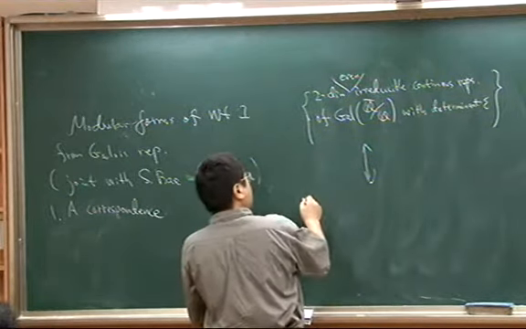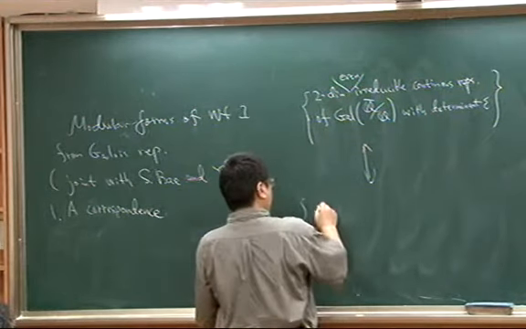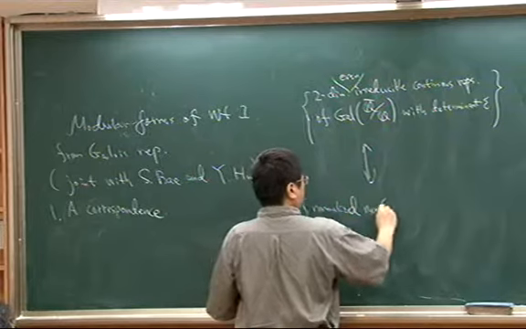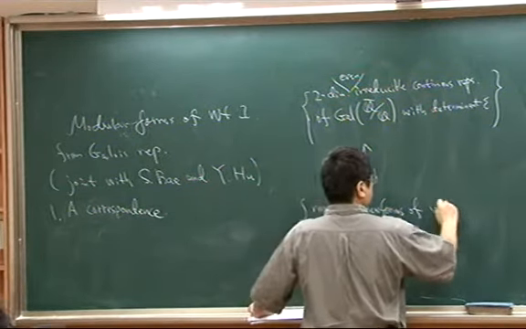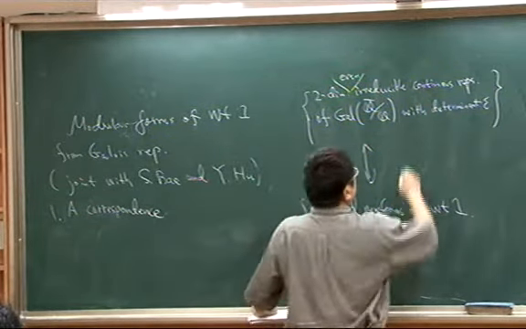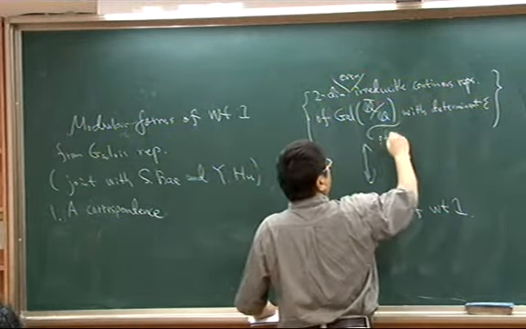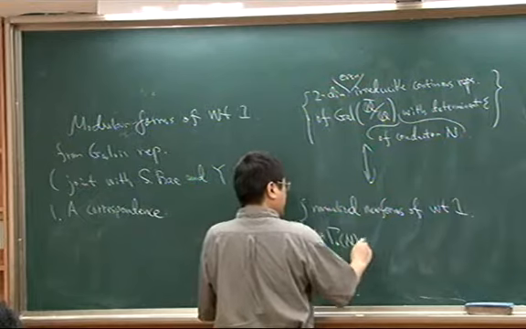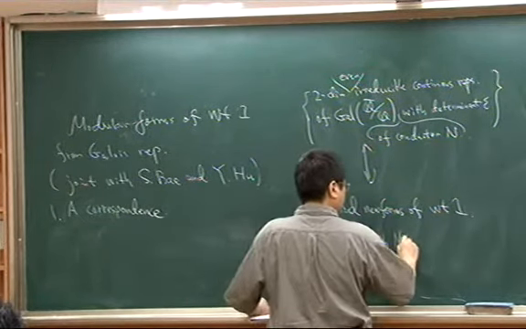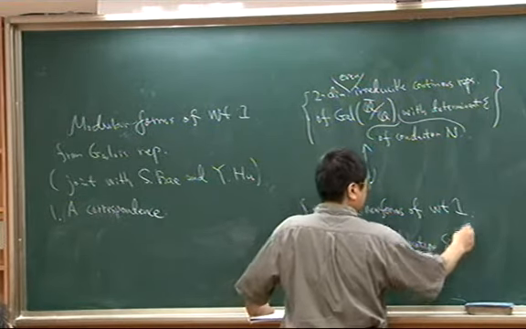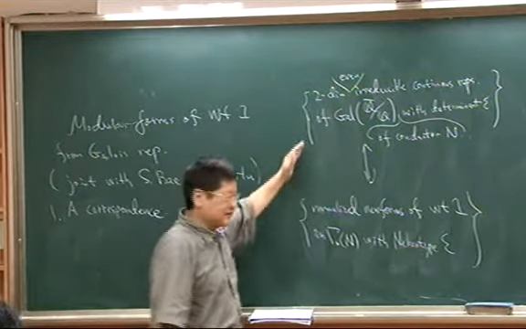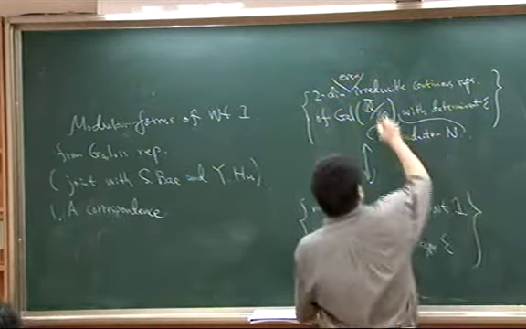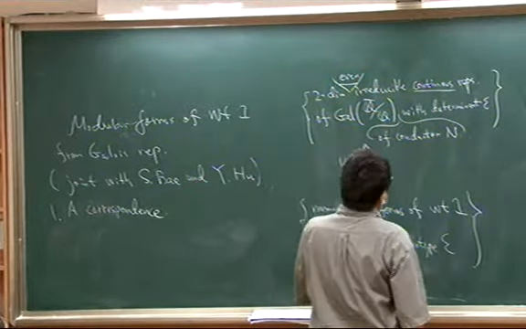And this corresponds to the following: normalized newform of weight one, of conductor N on gamma zero, with a given type. This is a one-to-one correspondence. Here I explain what even and continuous mean, and the determinant.